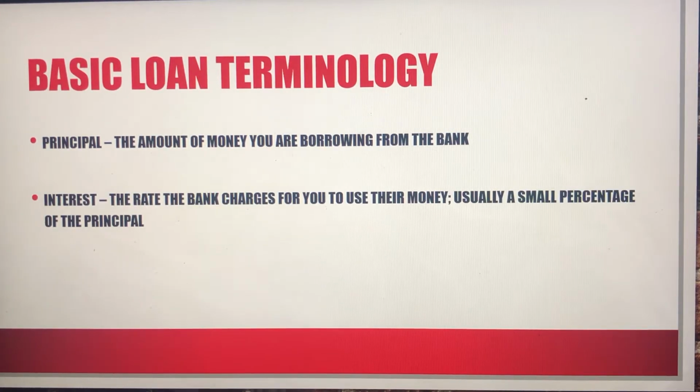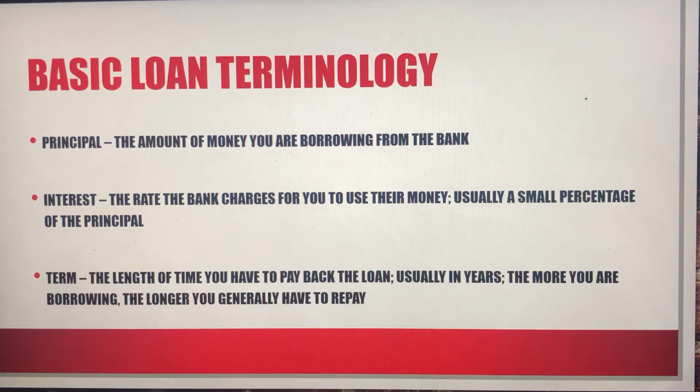The interest is the rate the bank charges for you to use their money. Okay, it's usually a small percentage of the principal. You'll see interest rates of 2%, 5%. In some cases, it goes up to maybe 10 to 20%, depending on what type of loan it is you're taking out. The term is the length of time you have to pay back the loan. Usually in years. Okay, sometimes it could be in months, depending on what it is you're buying. The more you borrow, generally the longer you're going to have to repay. All right, so principal, interest, and term, okay?